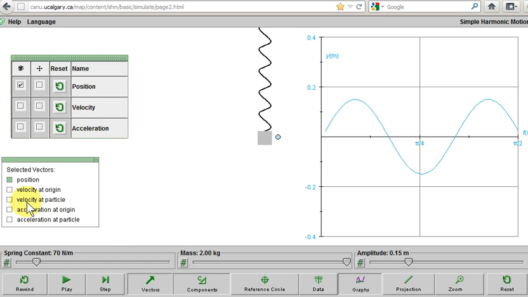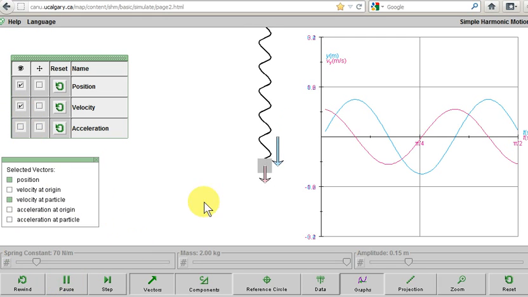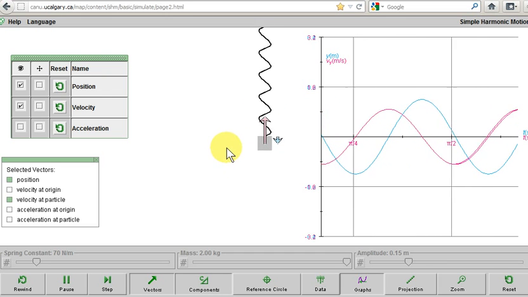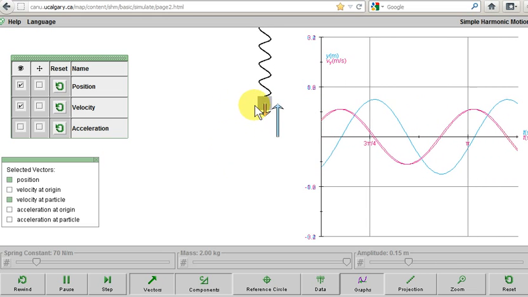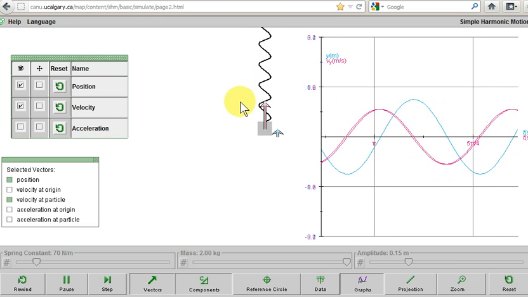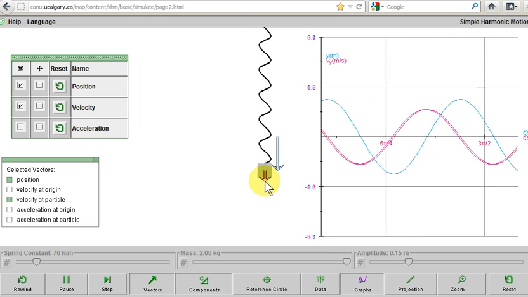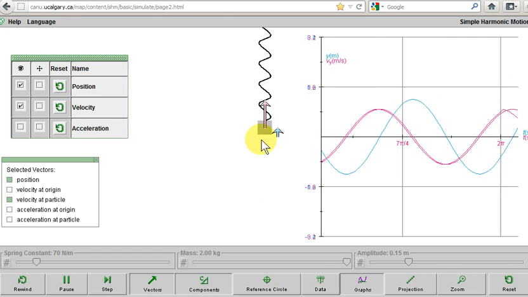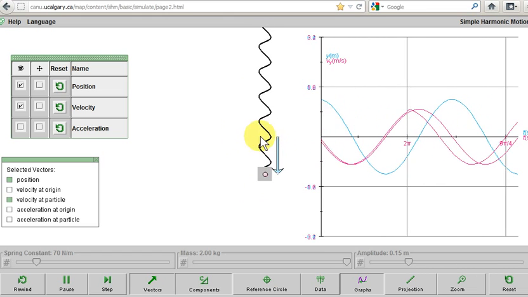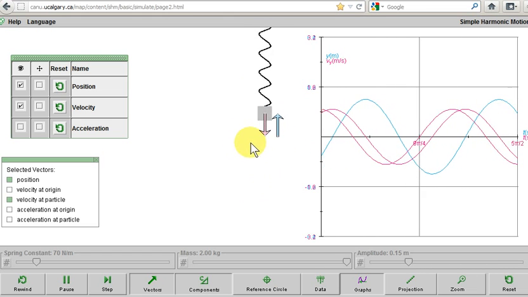Now let's look at the velocity vector. I'm putting the tail of the velocity vector on the particle. And you can see how the magnitude changes. The velocity vector drops to 0 when the particle reaches its highest or lowest points. The velocity vector has maximum magnitude when the particle passes through x equals 0, the equilibrium position. See, it's maximum.